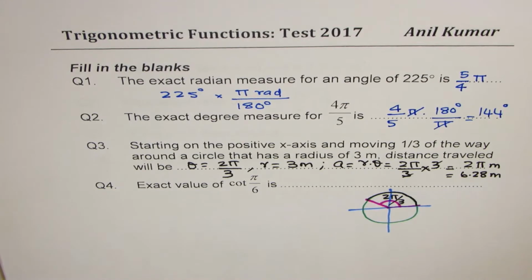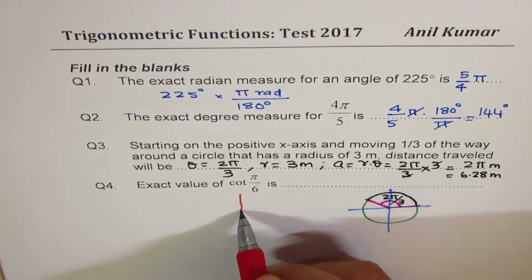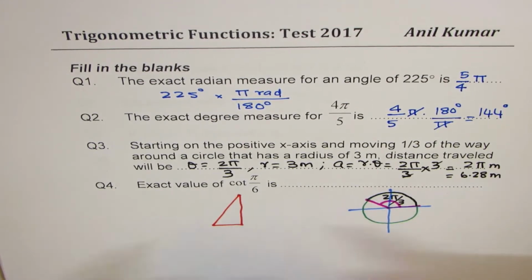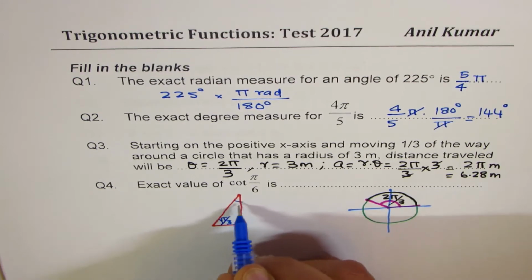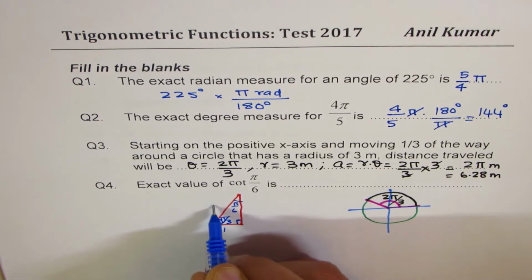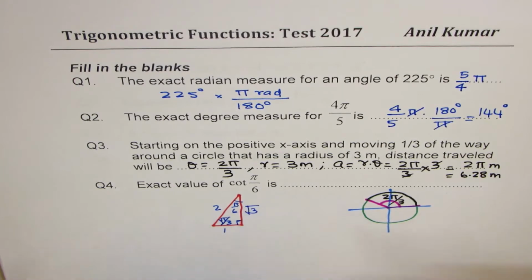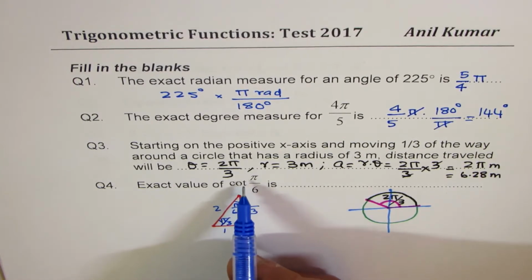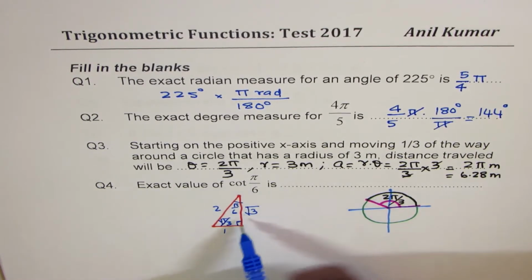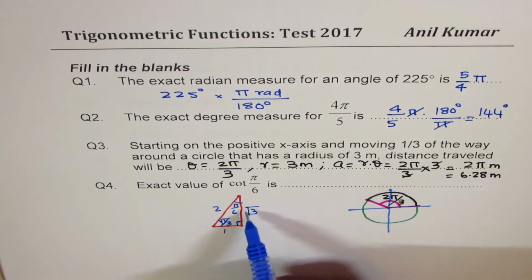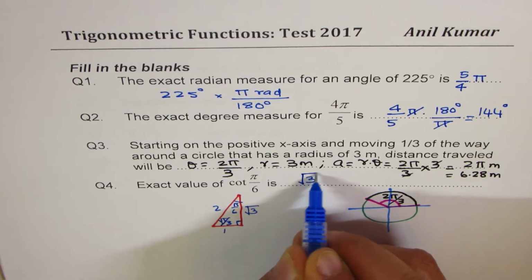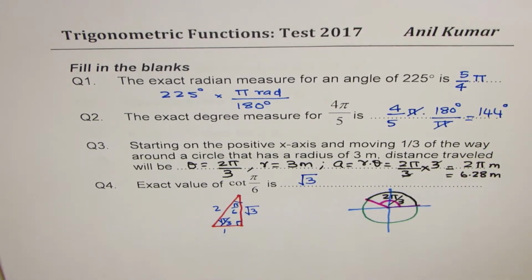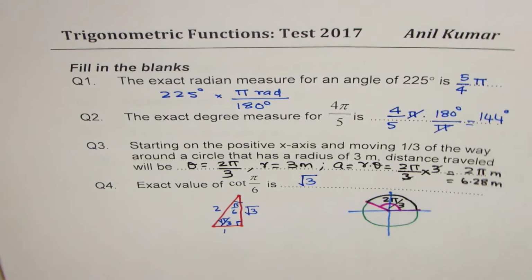Okay. The exact value of cot pi by 6 is what? Now you can actually sketch a special triangle to get the answer. Pi by 6, pi by 3 triangle, right? So this angle here is pi by 3, that is pi by 6. Sides are 1, 2, square root 3, right? Now what is cot? Cot is reciprocal of tan, right? It is adjacent side over the opposite side, so it is equal to square root of 3. Is that clear? So from the triangle, I hope that is very simple and straightforward.